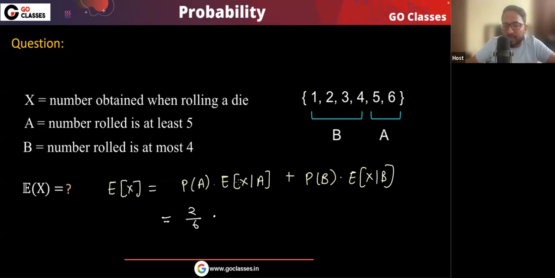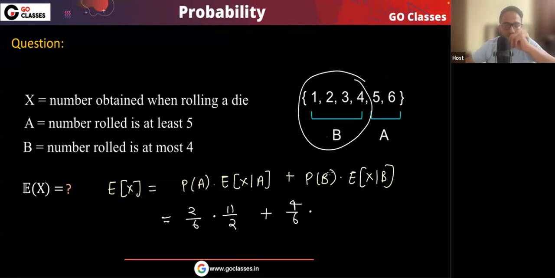Into what is the expectation of X given A? Let's find this out. What is the expectation of X given A? You can work with the reduced domain, for simplicity. So what is the average of these two numbers? I think this is 11 by 2. So this is 11 by 2, plus 4 by 6 into the average of these four numbers, which is, I think, 10 by 4.